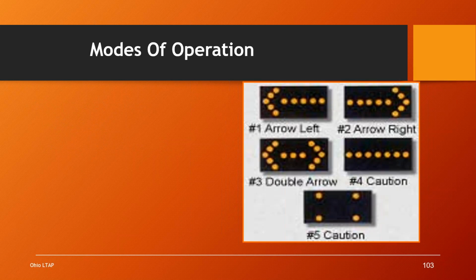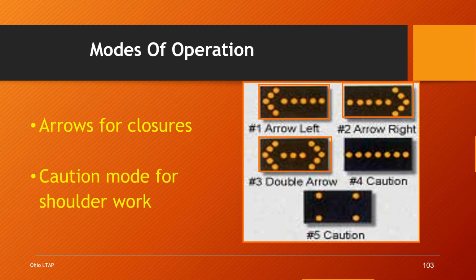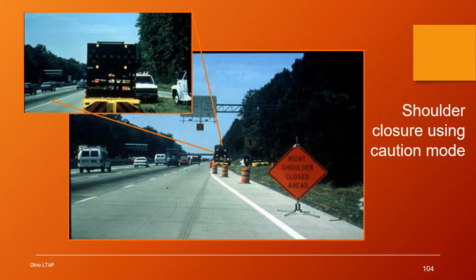And if you're going to purchase arrow boards for your agency, we want to make sure you get an arrow board that's capable of all of these modes of operation. For lane closures, you have your arrow left, arrow right, or even the double arrow if you're working in the middle lane of a 3-lane section, where it's all going one direction. And then we have our caution modes. It's a straight bar or the 4 corners mode for shoulder work, or also the 4 corners mode for a mobile operation on a 2-lane road as well. So here's the 4 corners mode that is shown in typical applications number 4 and 6, which is shoulder work.